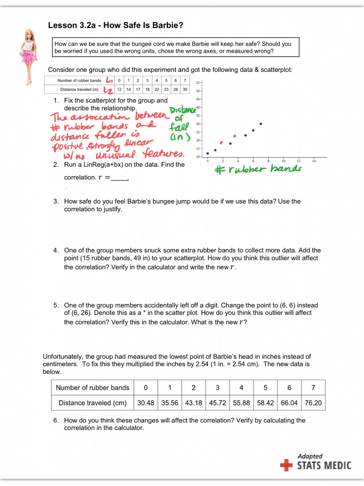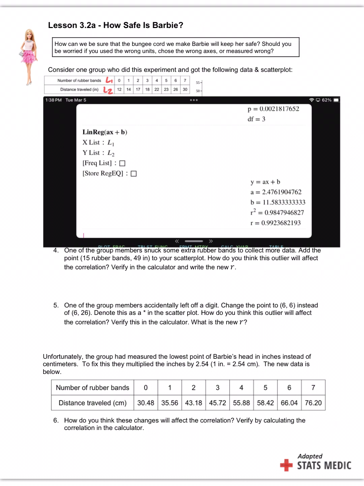Once my data is in there, I'm going to go to Stat, Calc, and look at number 4, Lin Reg, like linear regression. And in the output, we should see an R value. What it's giving me here is this equation. So here's the structure. A would be my slope, B is my y-intercept. R squared is a value that does matter, and we are going to talk about it after spring break, I think. But R is the one we're looking at right now.